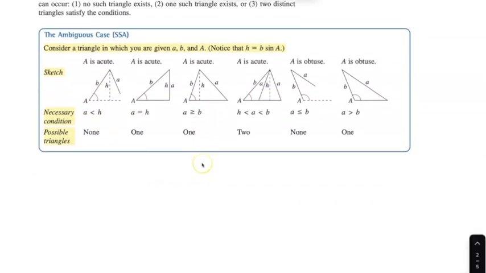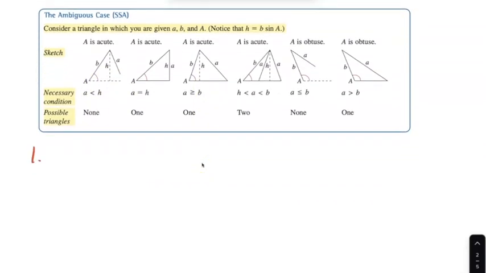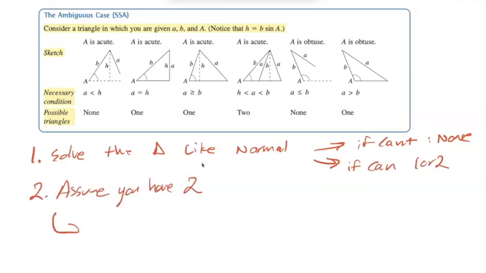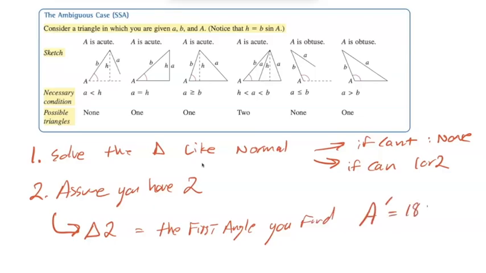But honestly, the easiest way to do it is to first solve like normal. Solve the triangle like normal. If you can't do it, you have 0 triangles. There's no triangle. If you can, it's 1 or 2. How do you figure out if it's 2? Assume there's 2. The way you do triangle 2 is, let's say angle A is the first one you find, A prime is going to be 180 minus that angle you find. That's the first angle found.